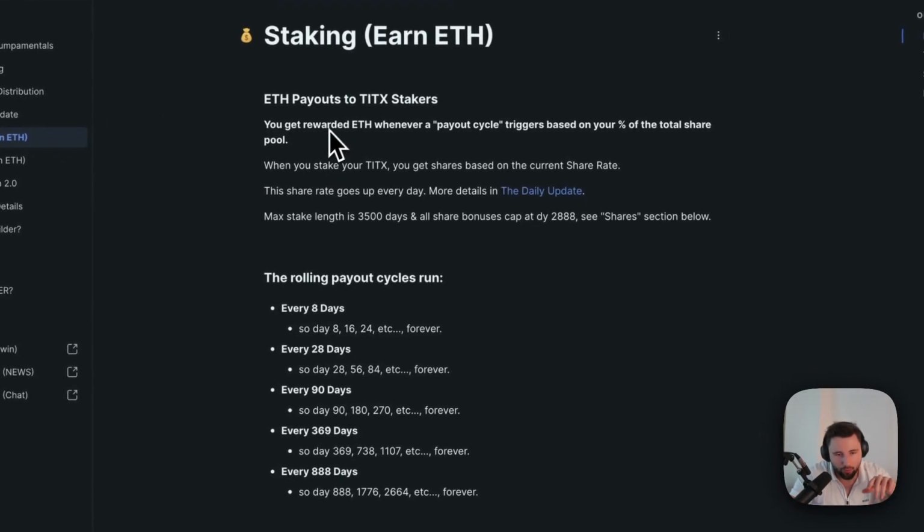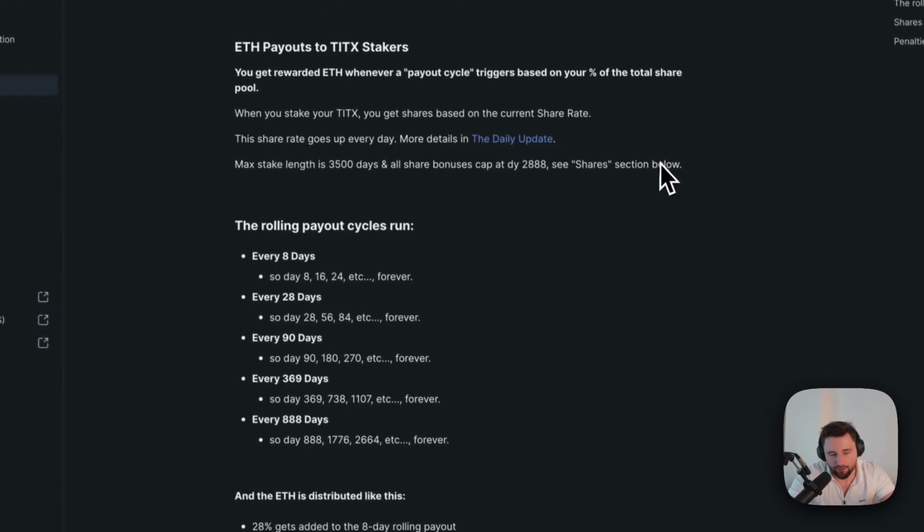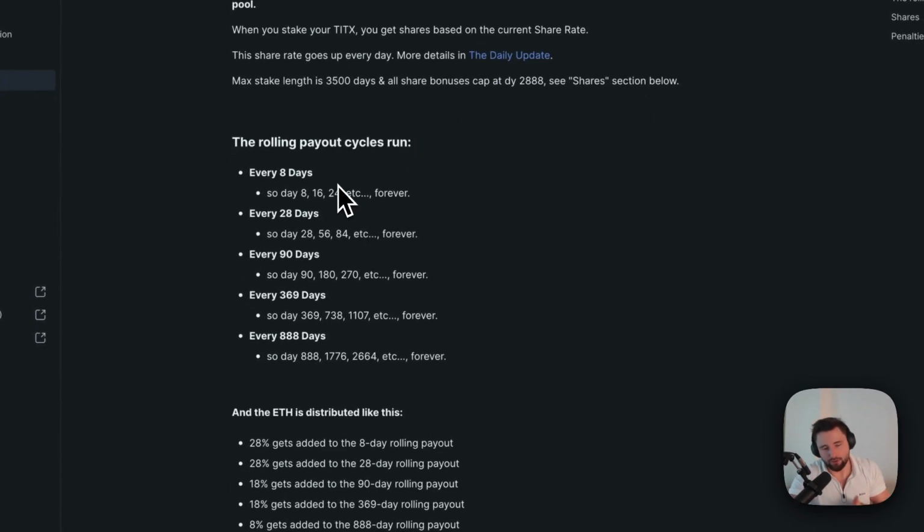So you get rewarded Ethereum whenever a payout cycle triggers. When you stake your TitanX, you get shares based on the current share rate, and the share rate goes up every day, as seen in the daily update that we just went over. The max stake length is 3,500 days, and all share bonuses cap at day 2,888. See shares section below. The rolling payout cycles run every 8 days, so day 8, 16, 24, etc. forever, every 28 days, every 90 days, every 369 days, and every 888 days.